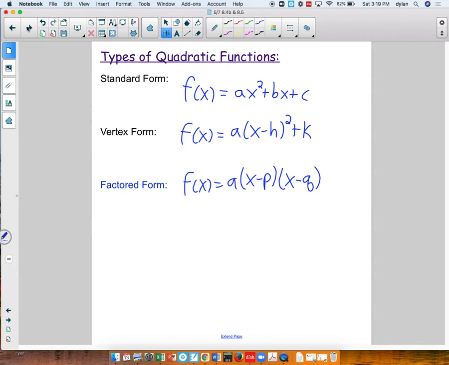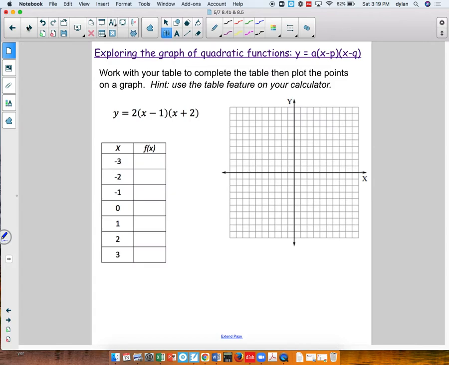So let's take a look at an example of one of these. I've got a function here, y equals 2 times (x minus 1) times (x plus 2). And I would like you to use the table feature on your calculator. So put that function into y1, press second graph to get to the table, fill out a table from -3 to 3 in your notes, and then plot those points on a graph as well. So pause the video to do that on your own, and then resume the video as soon as you're ready.